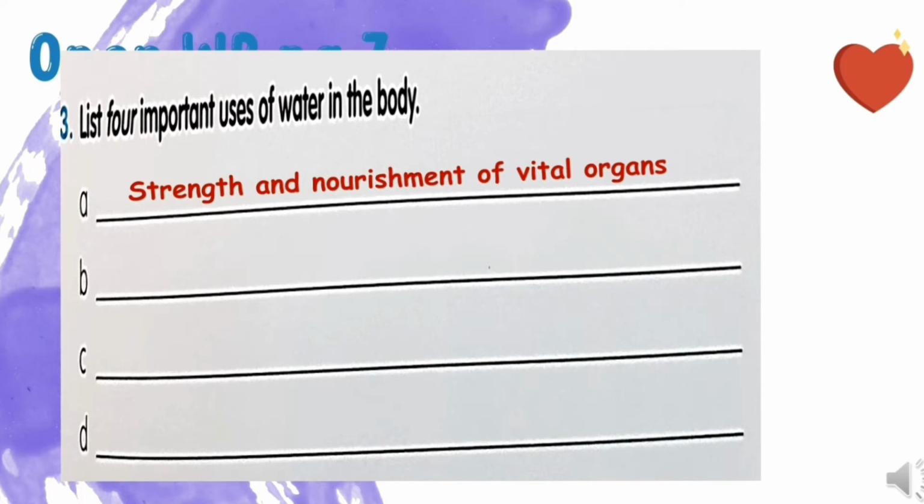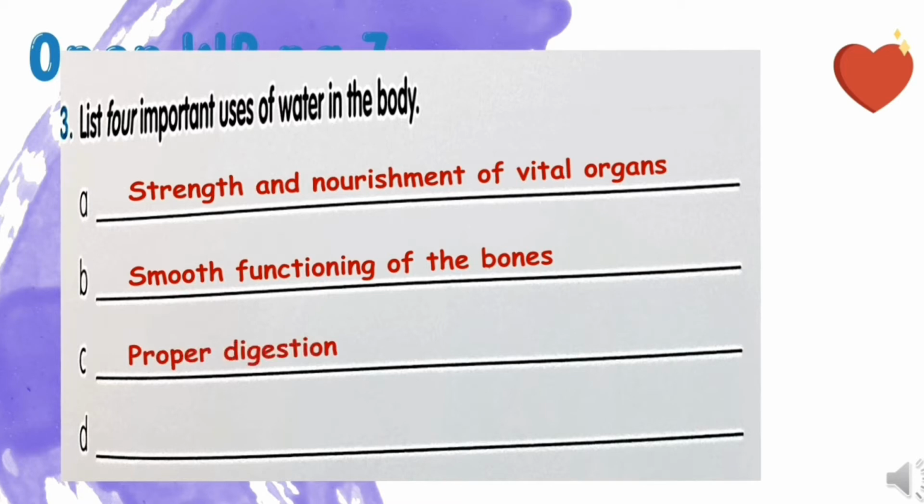Strength and nourishment of vital organs. So our organs need strength and nourishment, and for that we need water. Smooth functioning of the bones, the joints of the bones. For the movement of the bones we need water. Also for proper digestion, when we eat food, for the digestion we need water, and also for regulating body temperature. Okay, so I've just written four important uses.